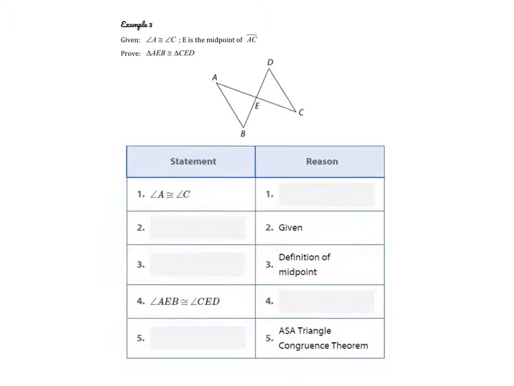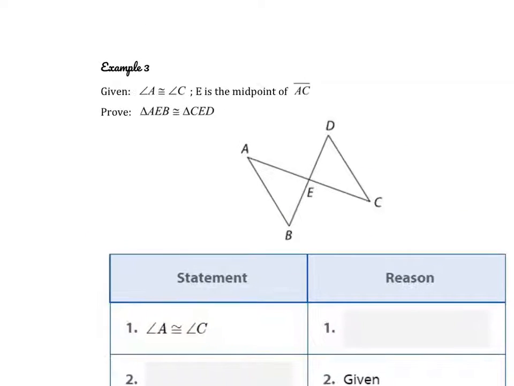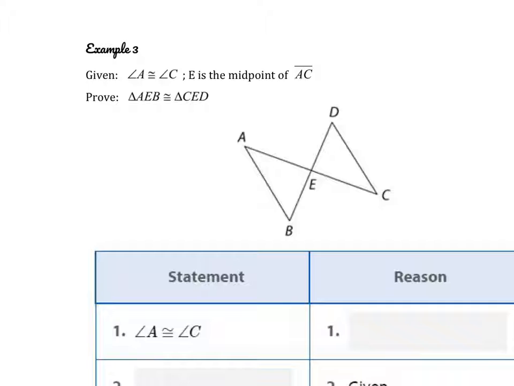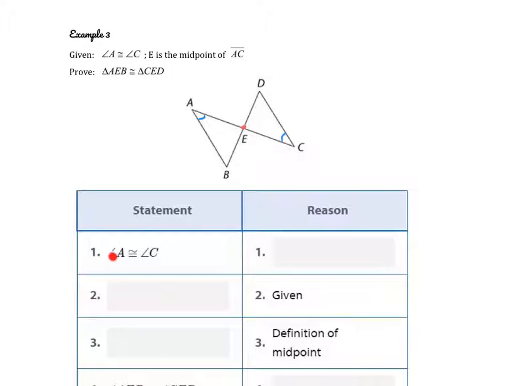Okay, the last thing we're going to try together is a proof. So here we have our formal proof setup, and we're going to try to fill in the blanks, but let's start by looking at our given information and what we're trying to prove. So first we are given that angle A is congruent to angle C. So I can mark that up here. And then we are also told that E is the midpoint of line AC. So if you look down below, the first thing they list is angle A is congruent to angle C, and of course that's a given.